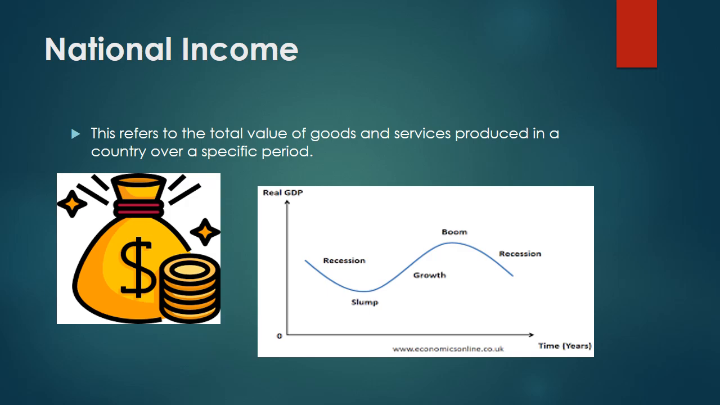At this time, the features that happen are an increase in national income, that is GDP. There is low unemployment. More jobs are available at this time. You will find that many people are employed because the economy is at boom, and it means that the economy is really doing well and the people will be employed. They love jobs, the source of income.